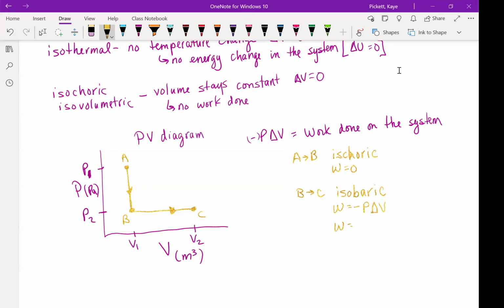And in this case, P2, because we were on P2 right here. And then V final minus V initial, well, that's going to be V2 minus V1. And V2 minus V1 is going to be greater than 0. So that's going to be a positive number. And that means that I expanded. Well, I can tell that I expanded because V2 is bigger than V1. My gas actually expanded. And so the energy left the system.